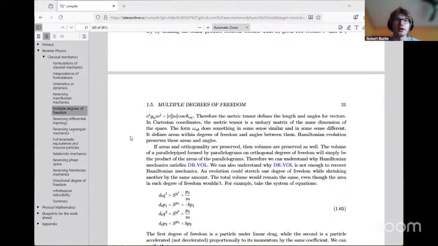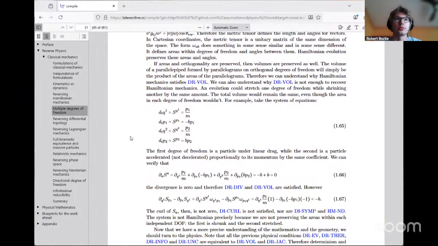If areas and orthogonality are preserved, then volumes are preserved as well. The volume of a parallelepiped formed by parallelograms on orthogonal degrees of freedom will simply be the product of the areas of the parallelograms. Therefore, we can understand why Hamiltonian mechanics satisfies dr volume. We can also understand why dr volume is not enough to recover Hamiltonian mechanics. An evolution could stretch one degree of freedom while shrinking another by the same amount. The total volume would remain the same, even though the area in each degree of freedom would not. For example, take the system of equations.